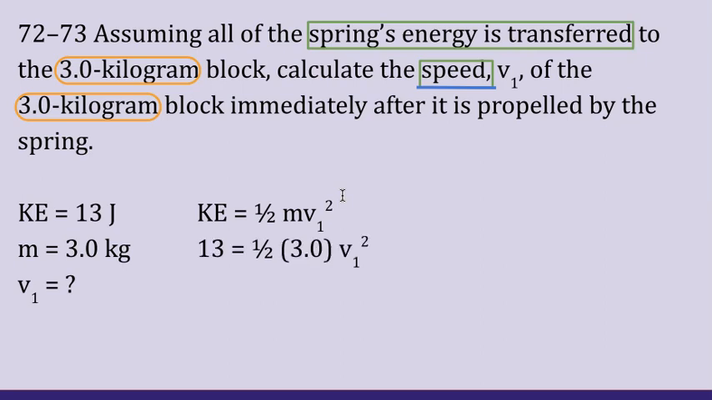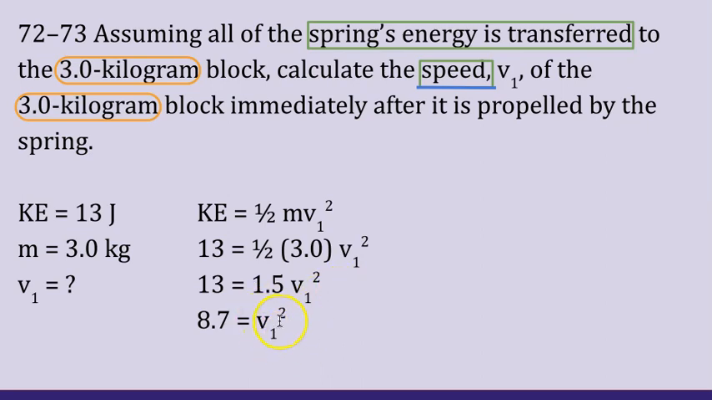When I plug in my numbers here, I have 13 equals 1/2 times 3 times v1 squared. I'm going to simplify that by just doing 1/2 times 3. That gives me 13 equals 1.5 times v1 squared. These are multiplied together, so I want to undo that by dividing. I'll divide both sides by 1.5. That gives me 8.7 equals v1 squared.